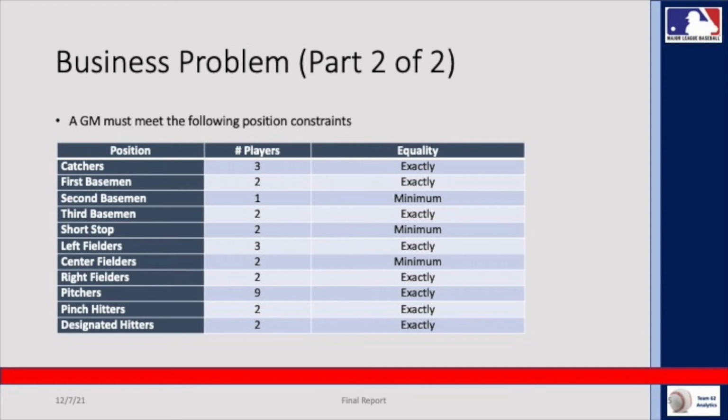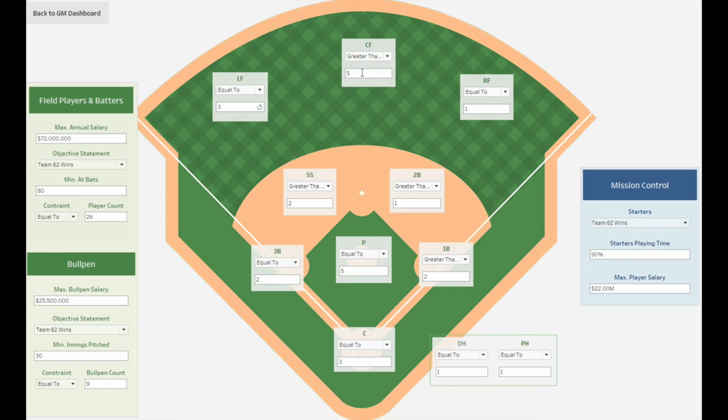and then we can take a look at outfield. So left fielders exactly 3, center fielders minimum of 2, and then for right fielders they are looking for exactly 2, and then for pitchers exactly 9. And so we'll update our bullpen also to 9. Okay, and it looks like for designated hitters and pinch runners, they're looking for exactly 2.